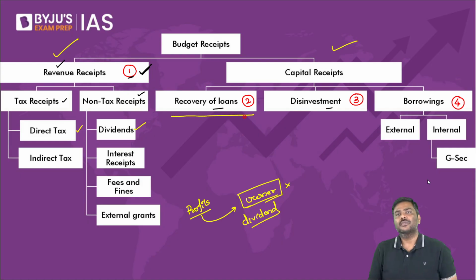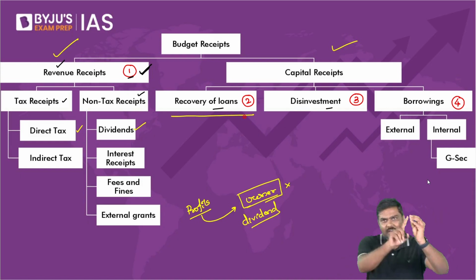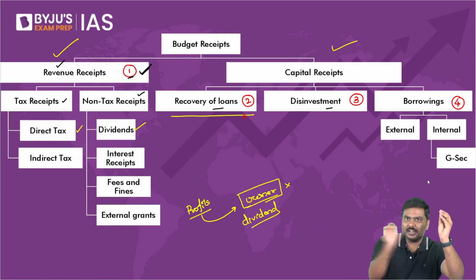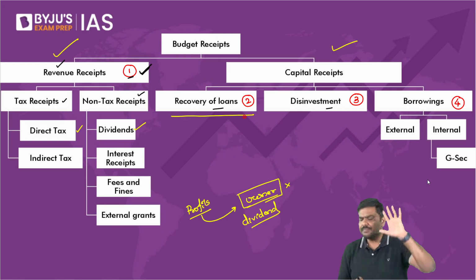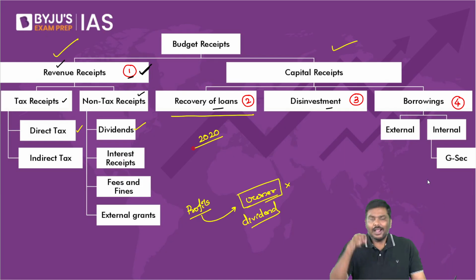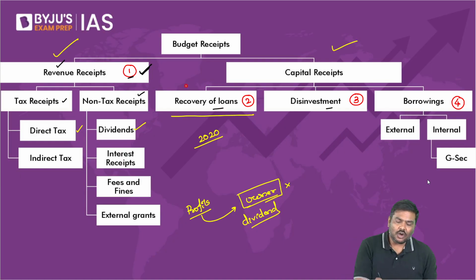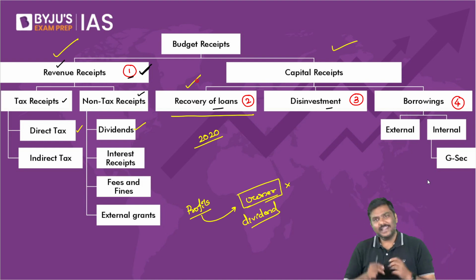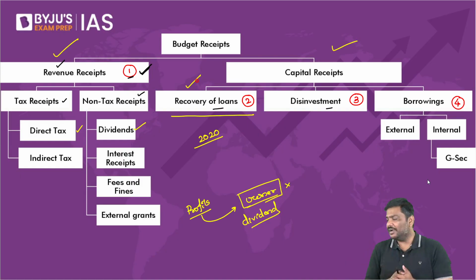Recovery of loan. Imagine the government of India has given a loan to a state government and the government will collect it back this year. Very simple. Imagine in 2020, the central government has given a loan to the state government and this year the central government has collected the money back. So please tell me, is it going to create a liability for the government of India?